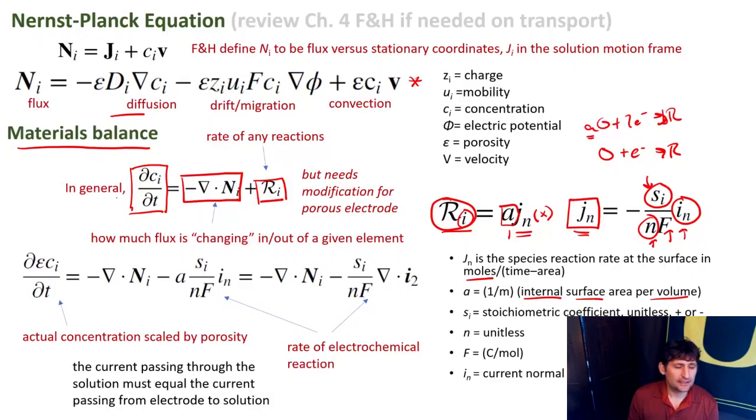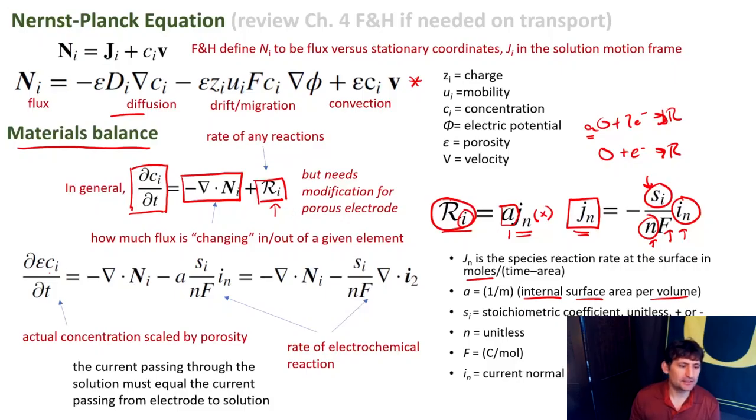So in general, the change in concentration with time is given by how much the flux is changing in and out of a given element, i.e. is there more stuff coming in than going out, or more stuff going out than coming in, or are they balanced? And then what is the rate of the electrochemical reaction in terms of consuming or making stuff in that volume element?